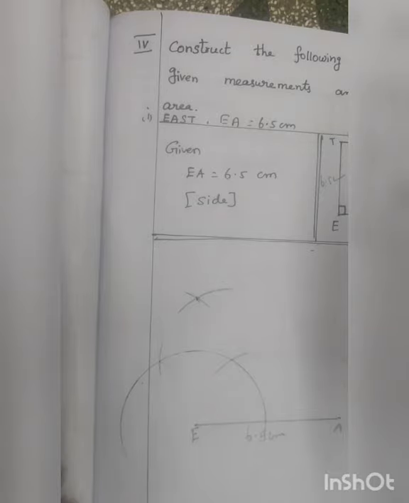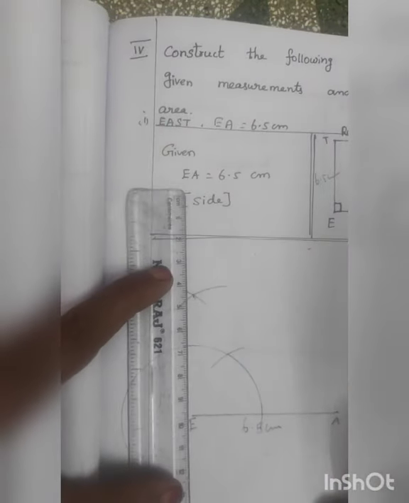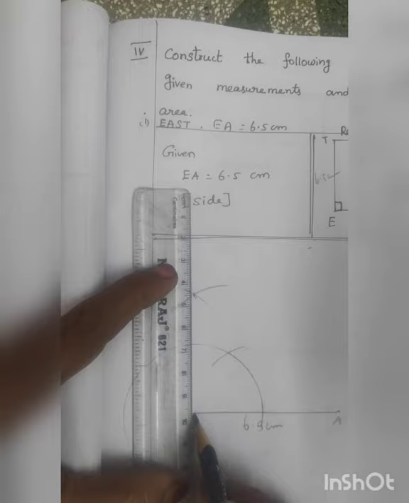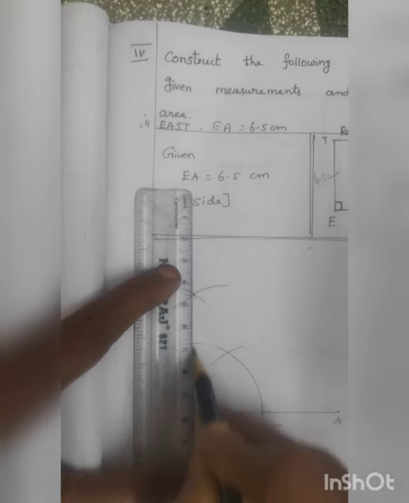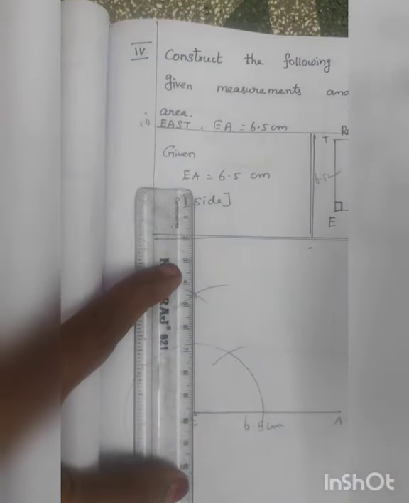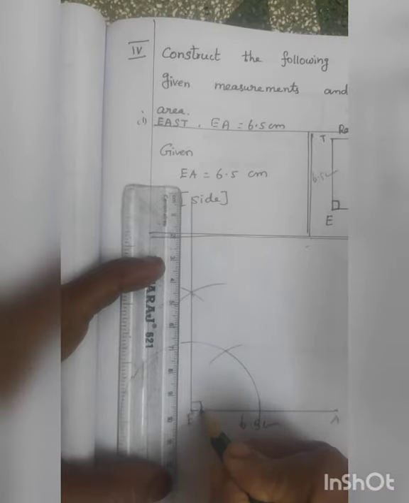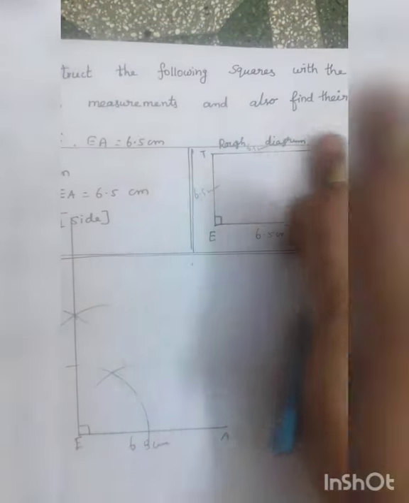Coming to the point, you join the line. E and this point you want to join. Very carefully, join these points. Okay. Now what is this line? Perpendicular line. Square, all the sides equal.